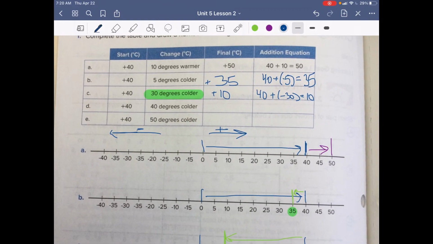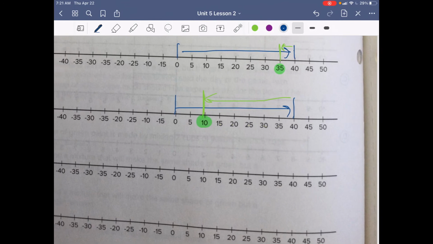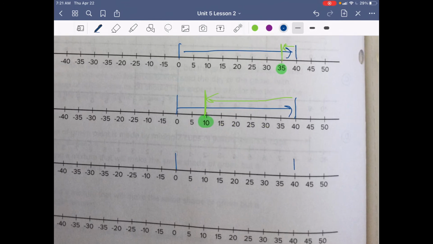So letter D. We start at positive 40 and we go 40 degrees colder. So we're going 40 degrees colder. And I'm noticing a trend. Each time we are going a little bit more colder. So right now we're at 40 degrees colder. So let's go ahead and mark our 40 degrees. So we're going to go here to show 40. And it went 40 degrees colder, so it's going to be going down. And that's going to bring us right back to 0.